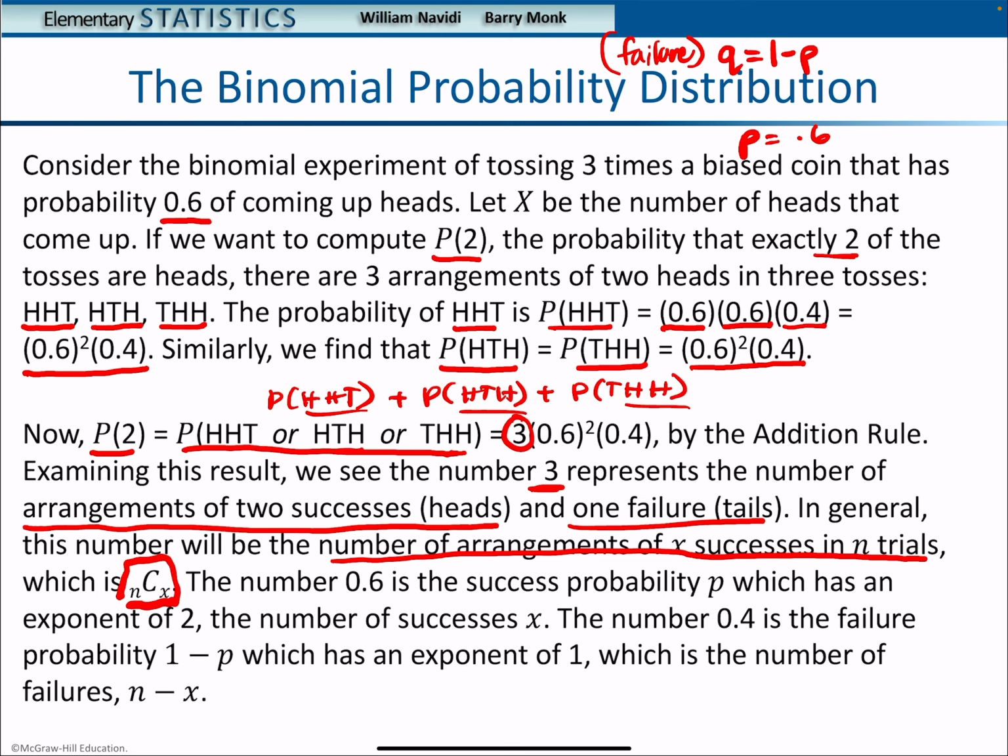So here, notice that the number 0.6 has the exponent of 2, which is also the number of successes. And then we have the failure probability, which we just discussed, 1 minus p, and the exponent of 1, which is the number of failures, which is number of total trials minus successes. So again, number of failures is equal to number of total trials minus the number of successes, which makes sense. And this is the probability of a failure.